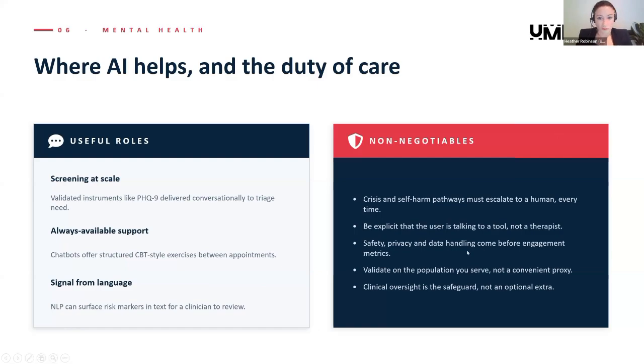We have to prioritize, obviously, patient safety and how we handle the data before engagement with an app, like we normally would do with a clinical app, where we try and get people to use it as much as possible. That is not the goal with a mental health app. We need to make sure we validate it with real users in that context, and not just assume that the model will transfer.